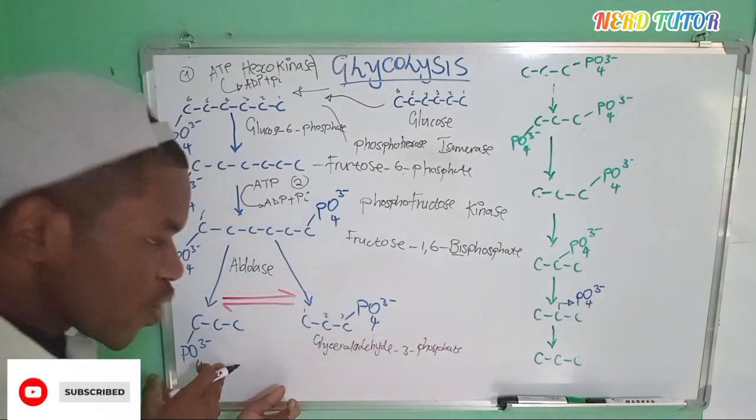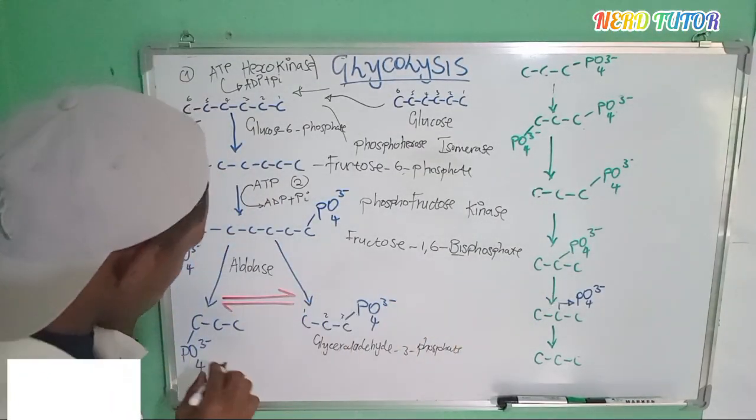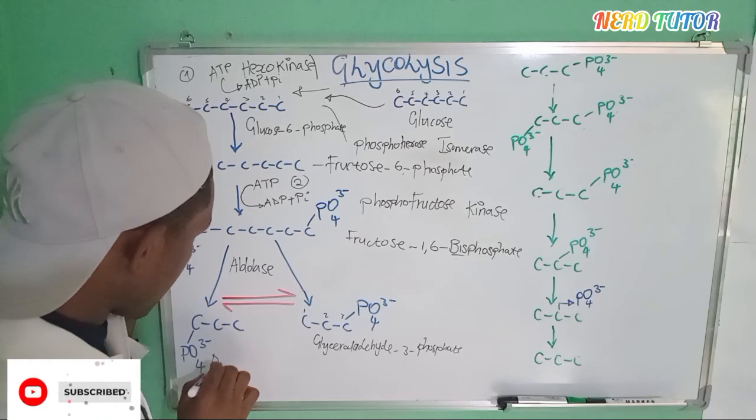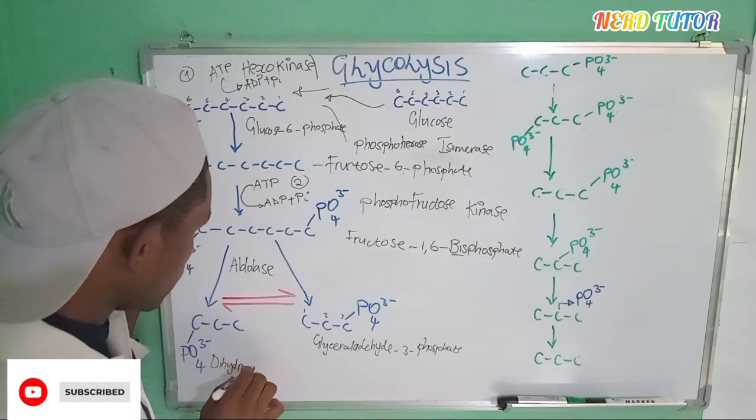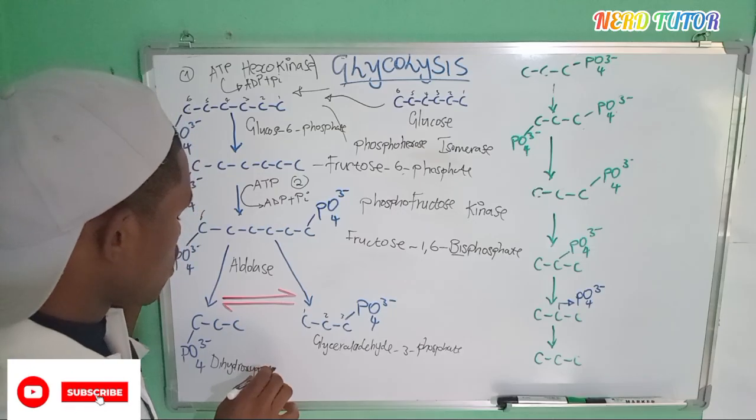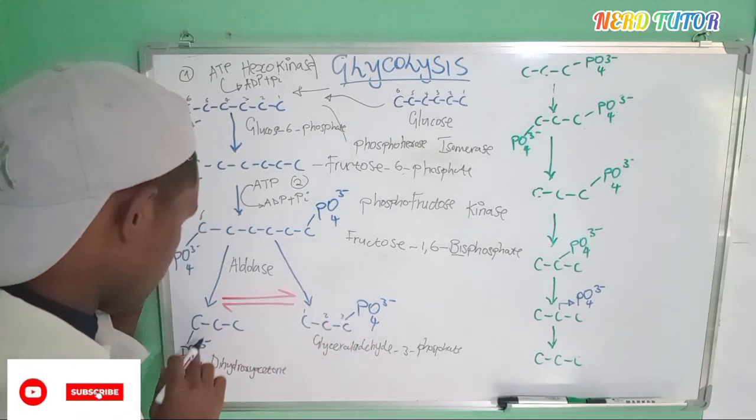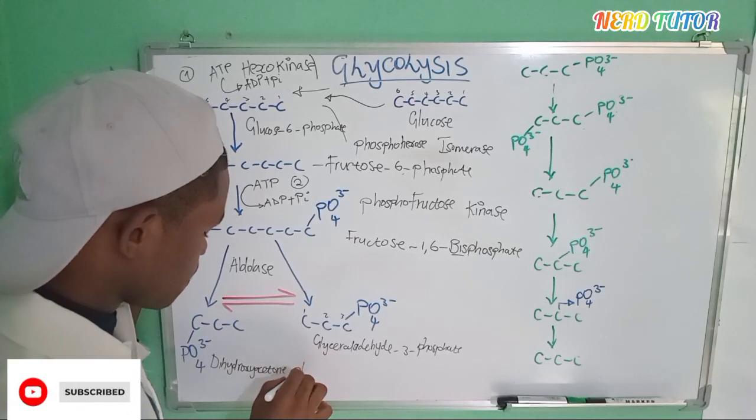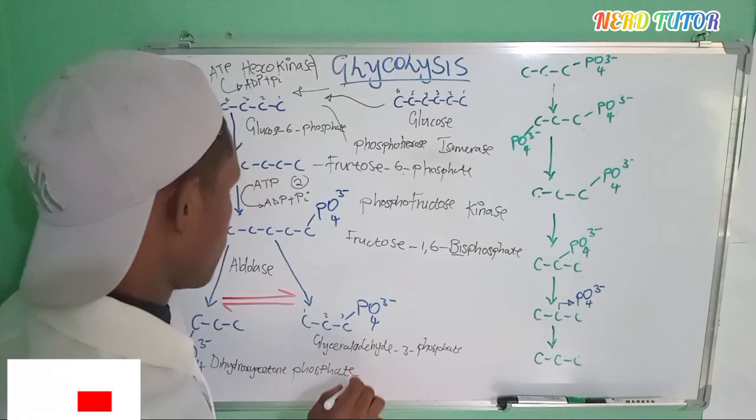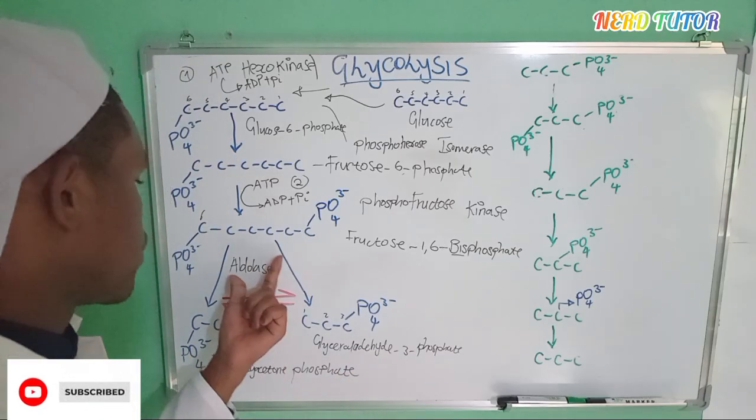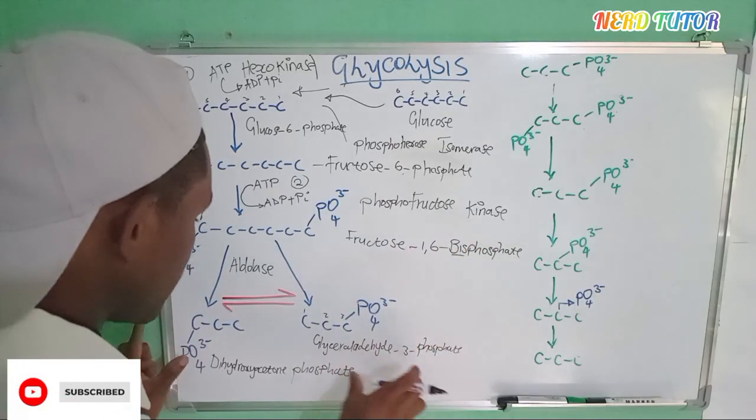Then the other molecule that has been made from the cleavage of this, we are going to call it dihydroxyacetone. So this is dihydroxyacetone phosphate because there's a phosphate here. Okay. So now I said by which enzyme? Aldolase. So aldolase is splitting this molecule into these 2 molecules.